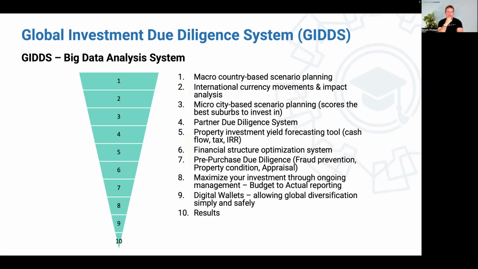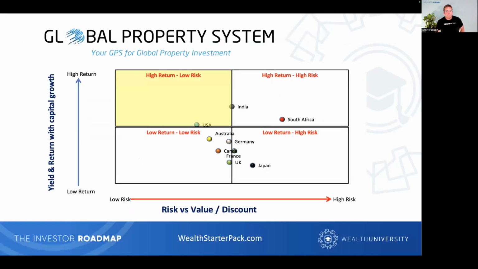How do you take care of the management? How do you get the money and ultimately the returns? And finally, how do you get results? So there's multiple levels to our GIDS system. And again, in both the challenge and in Wealth Going Global, I go into this in a lot more detail. But just to visually show you some of the things that are important.